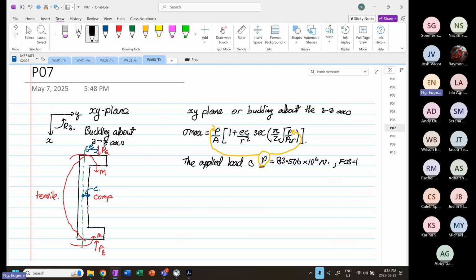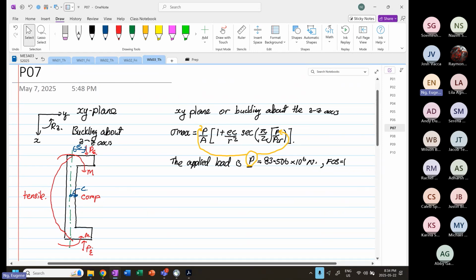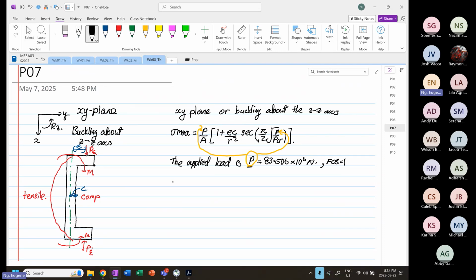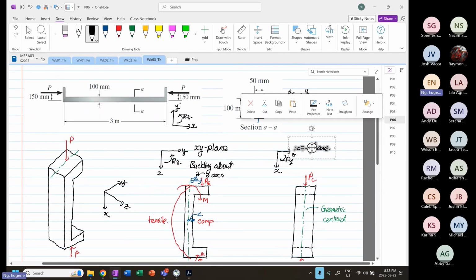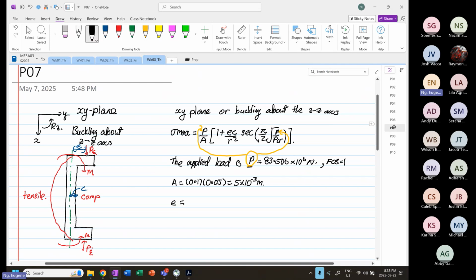So now we know our P. What information do we need from here? The next thing we have to calculate is our A. So our A over here will be equal to 0.1 multiplied by 0.05, so 0.1 times 0.05 is equal to 5 times 10 to the power minus 3 meters squared. Our e is our eccentric loading. If you look at our diagram, e over here is given to be 0.15.